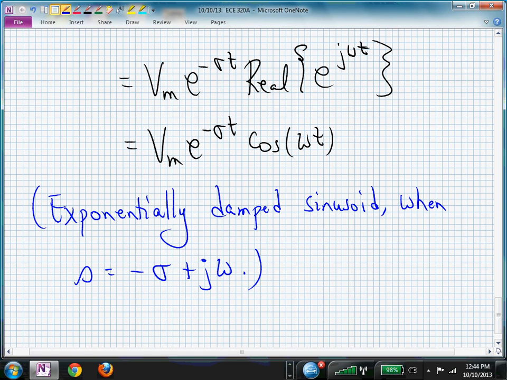And we want to be able to analyze circuits when they might be excited by these different kinds of signals: constants, sinusoids, exponentially damped sinusoids. We might like to excite our circuit with those signals. Let's do some circuit analysis.